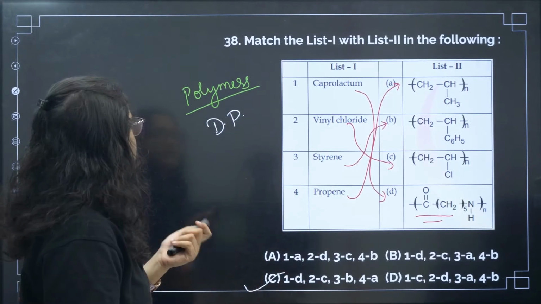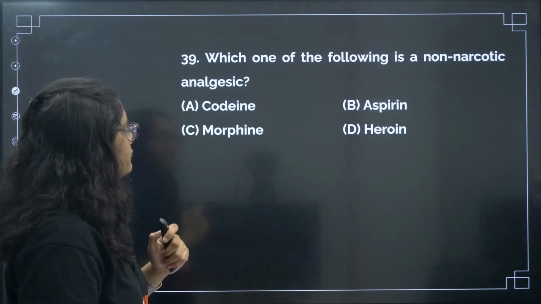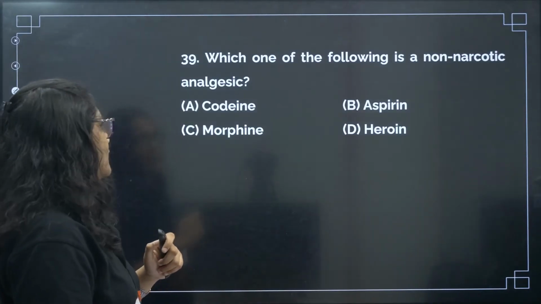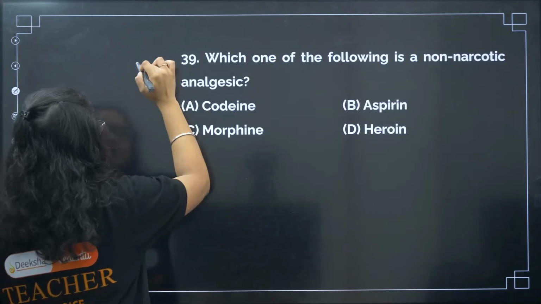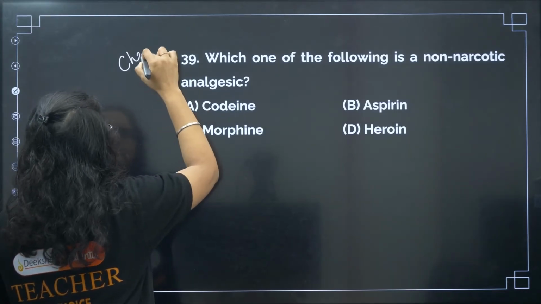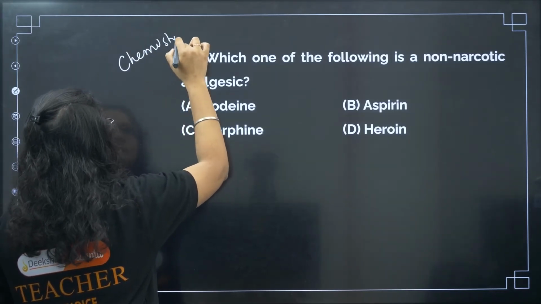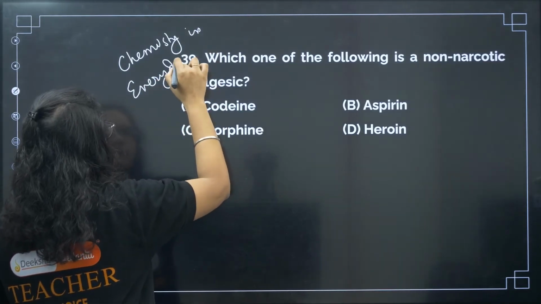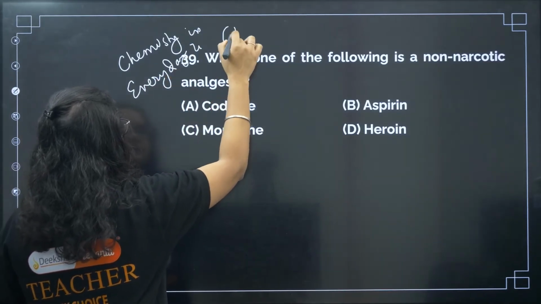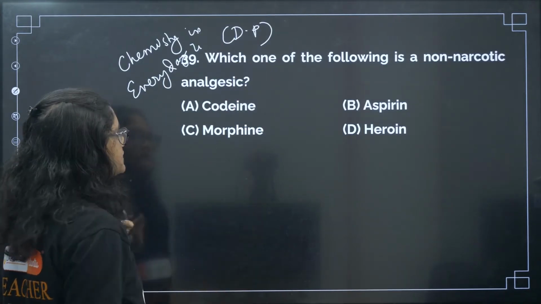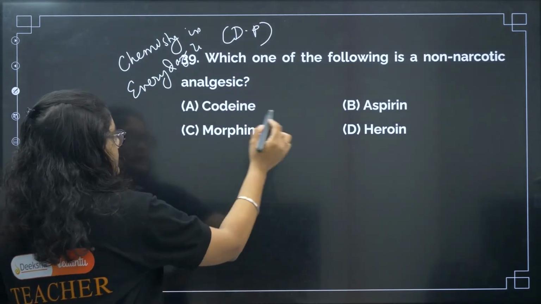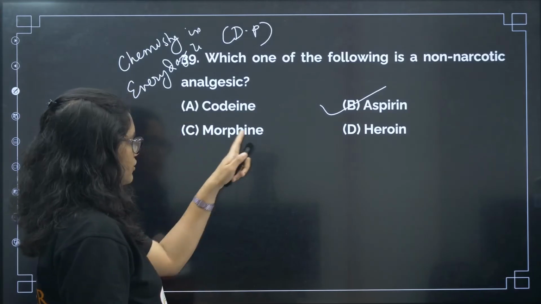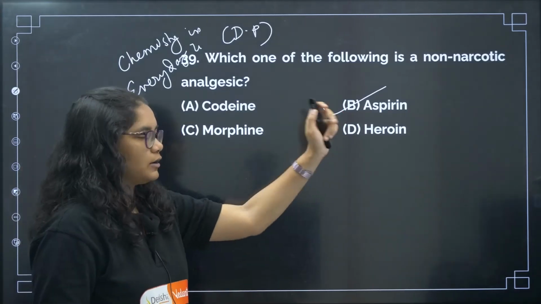Now let us go to the 39th question. Which of the following is a non-narcotic analgesic? I think this is from your chemistry in everyday life. Again, this is your deleted portion, no need to study this. The non-narcotic analgesic is aspirin. But you can see morphine and heroin, these are all narcotic drugs.